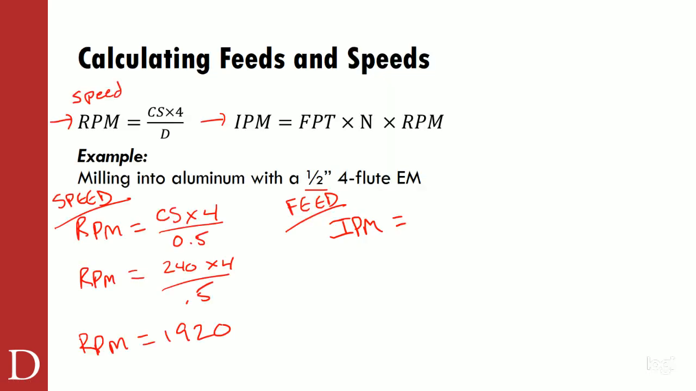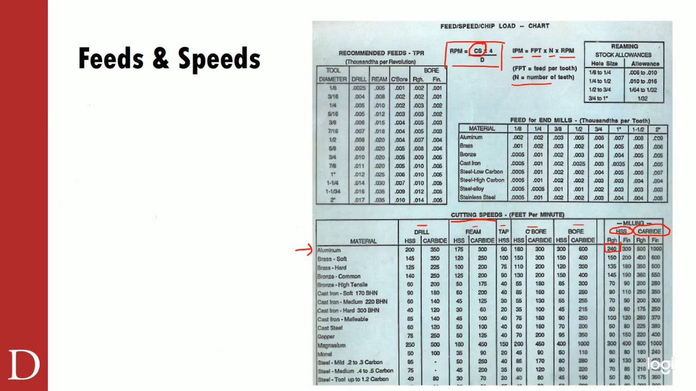Inches per minute equals the feed per tooth times the number of cutting teeth. Well, we have the number of cutting teeth, don't we? The number of cutting teeth is going to be 4, let me get that in here, times the RPM. So I've got most of this stuff set now. The only thing I don't know is that feed per tooth. So let's go find out where that feed per tooth is.